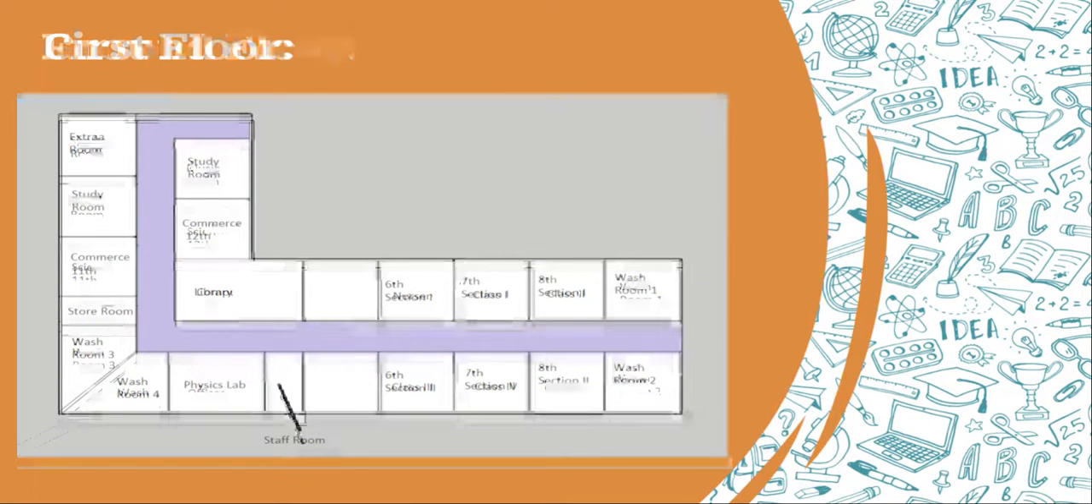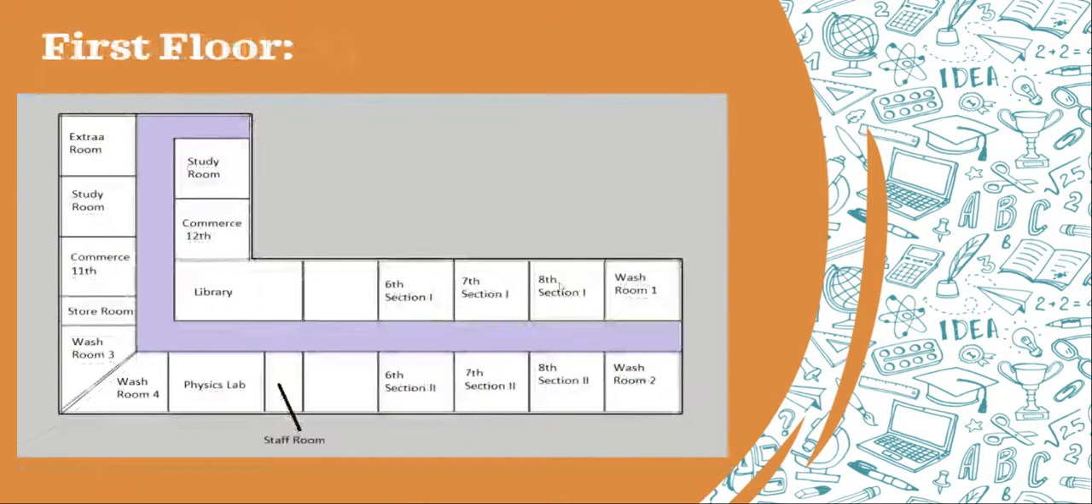This is the map of the first floor. We have the junior wing, 6th, 7th, and 8th on the junior block, while the commerce sections for 11th and 12th are in the senior block. We have once again the physics lab, the library, and there are some additional rooms for study and an extra room that can be utilized as needed. We also have two washrooms over here on the junior block and two washrooms in the common spaces. Of course, one for women and one for men.